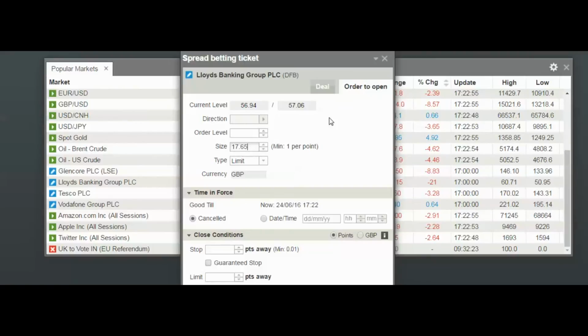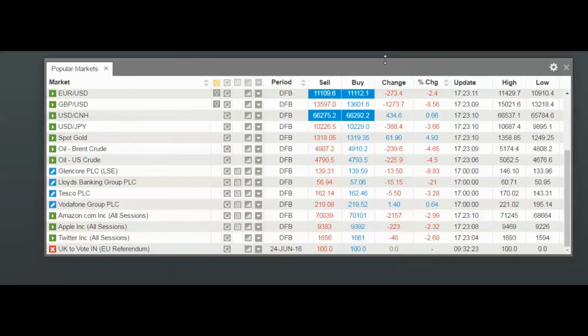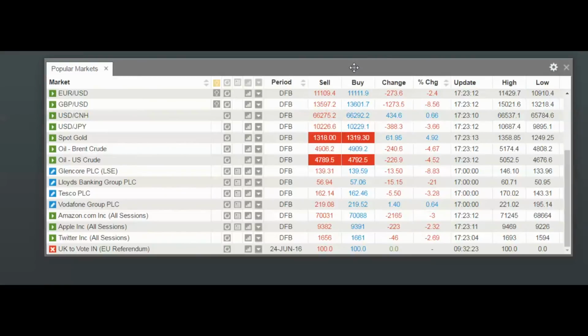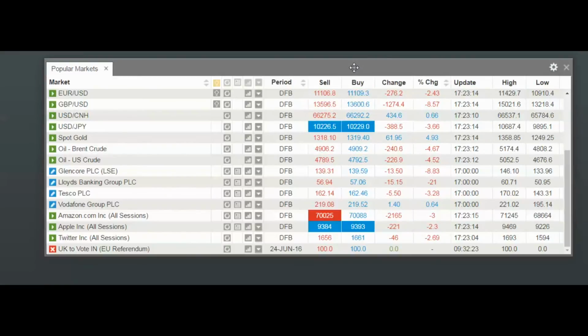tax-free. So the numbers with Lloyd's obviously are very different than if you were buying or short selling Amazon. Now of course I'm buying and short selling stocks all the time and trading indices all the time.